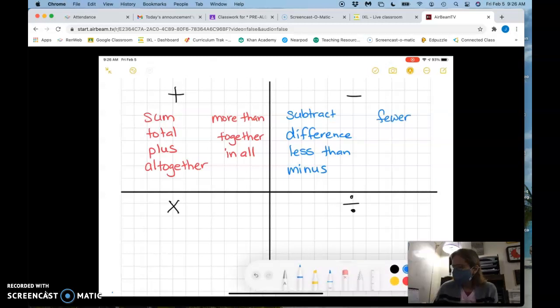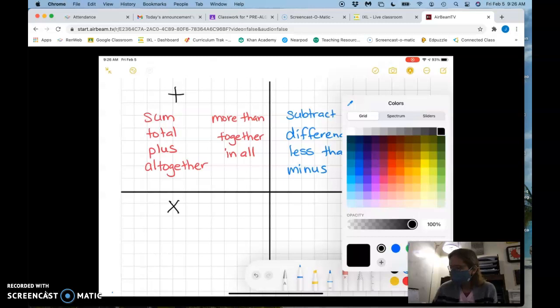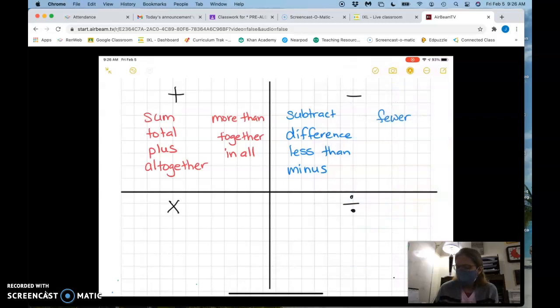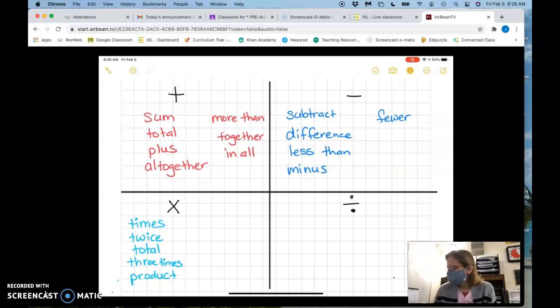Okay. How about if they want us to multiply, what words might we see? Times. Good. Twice. Yes. Total? Sometimes you'll see total for multiplication as well. Just like you see the word twice, you could see 3 times something. Product. Good. Okay, awesome. You guys are really good at this game.